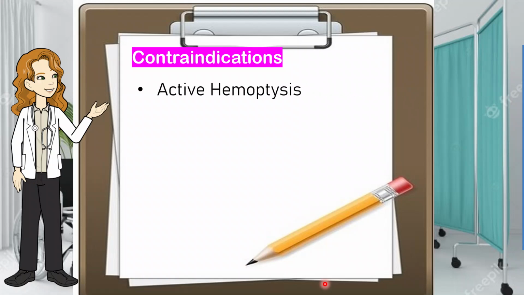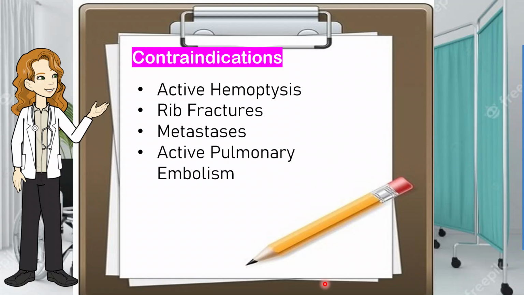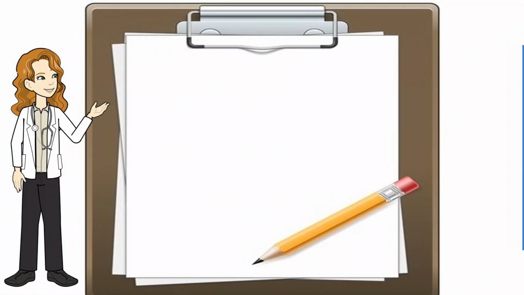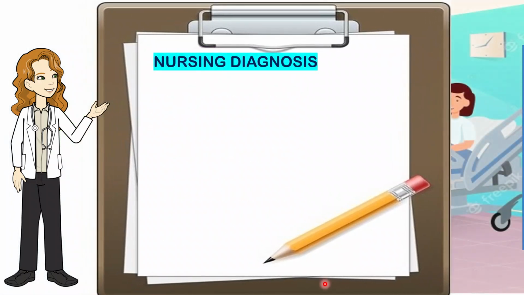From the word contraindications, you should not do the procedure in the following patients: those who have active hemoptysis or blood in the sputum, rib fractures or metastasis, lung cancer, active pulmonary embolism, and those who have bone density deficiency, because they fracture easily, and those who have recent spinal injury or surgery. So, take note of this, that we cannot perform the procedure.